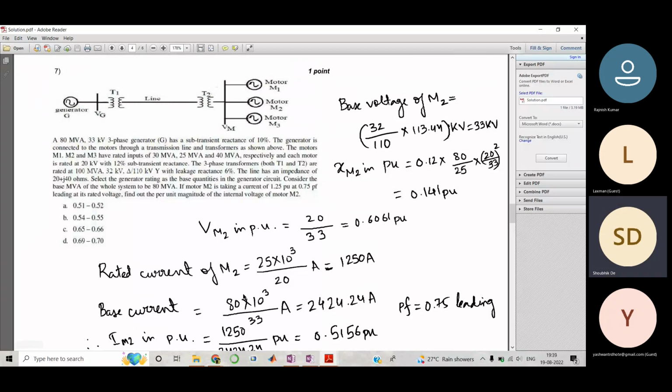So the rated current of M2. What I have done is 25 into 10 to the power 3 by 20. Here 25 is the MVA rating of this motor, and 20 is the rated voltage. Even if you add this root 3 here, fine, you can do that.